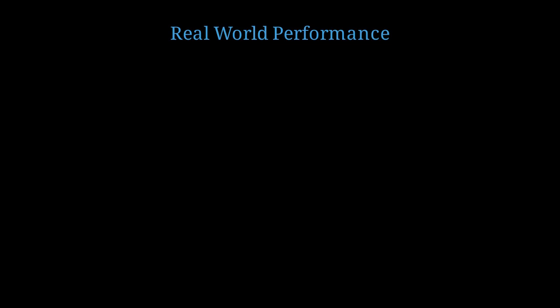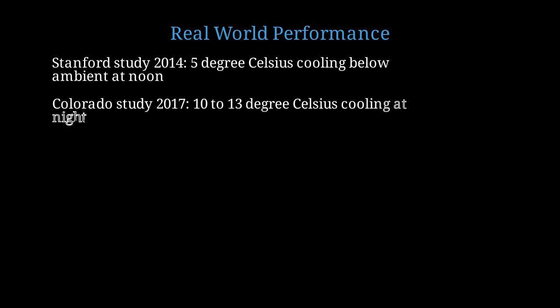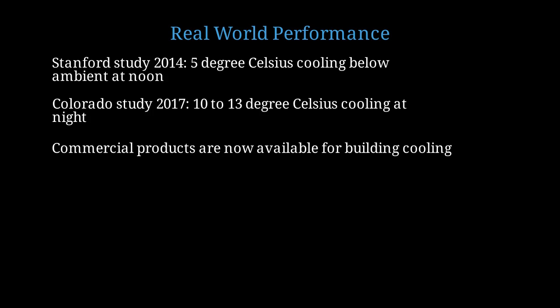Now let's talk about real-world performance. What cooling has actually been demonstrated? A landmark Stanford study in 2014 demonstrated 5 degrees Celsius cooling below ambient temperature at solar noon under direct sunlight. A Colorado study in 2017 showed even more dramatic results, with 10 to 13 degrees Celsius cooling below ambient at night when there's no solar load. Commercial products based on this technology are now becoming available for passive building cooling and reducing air conditioning loads.